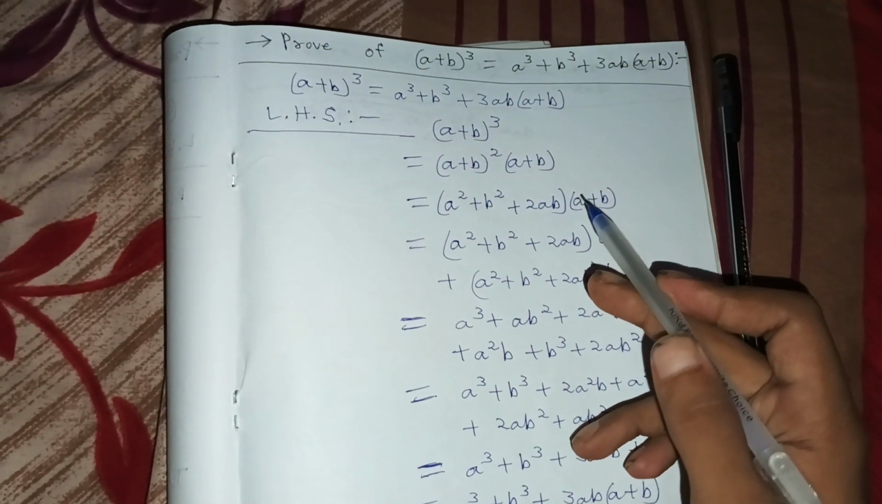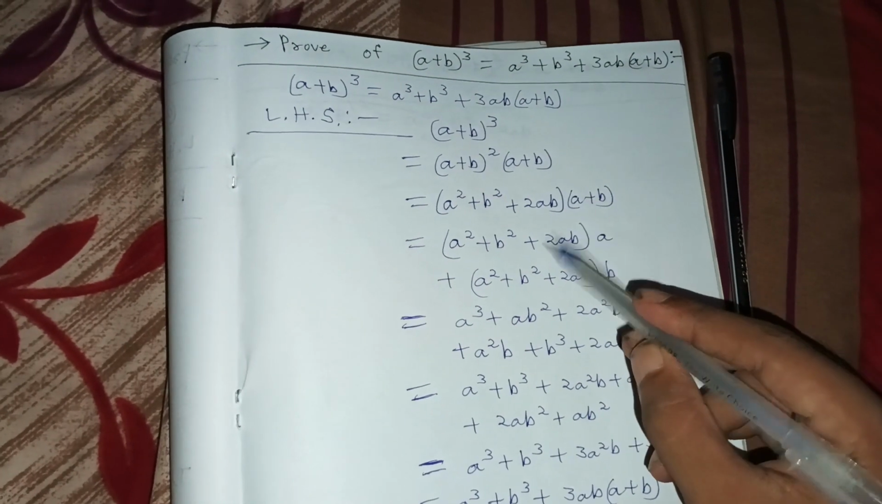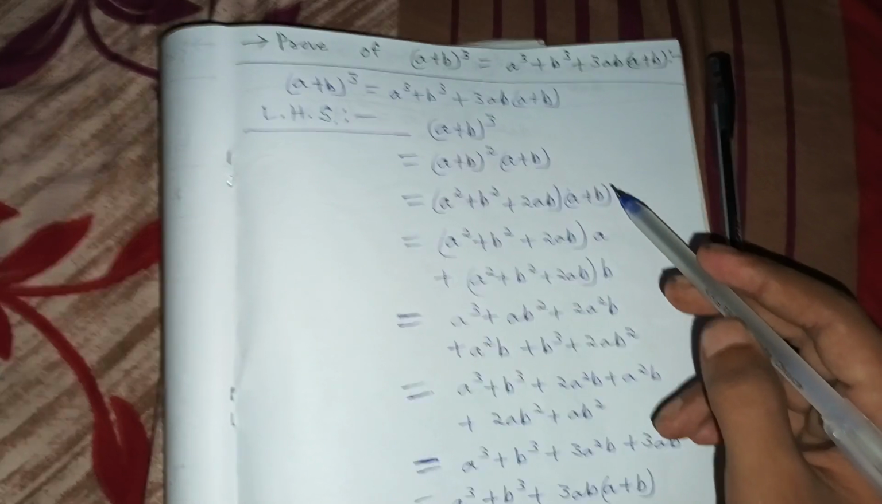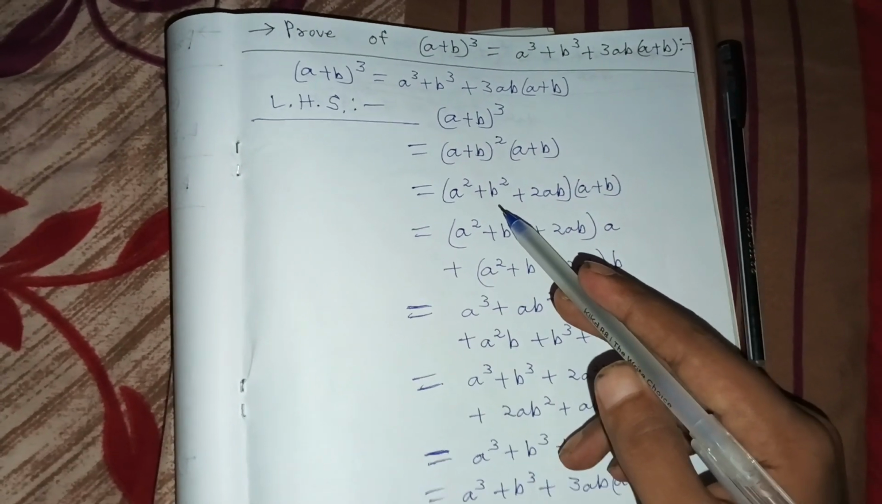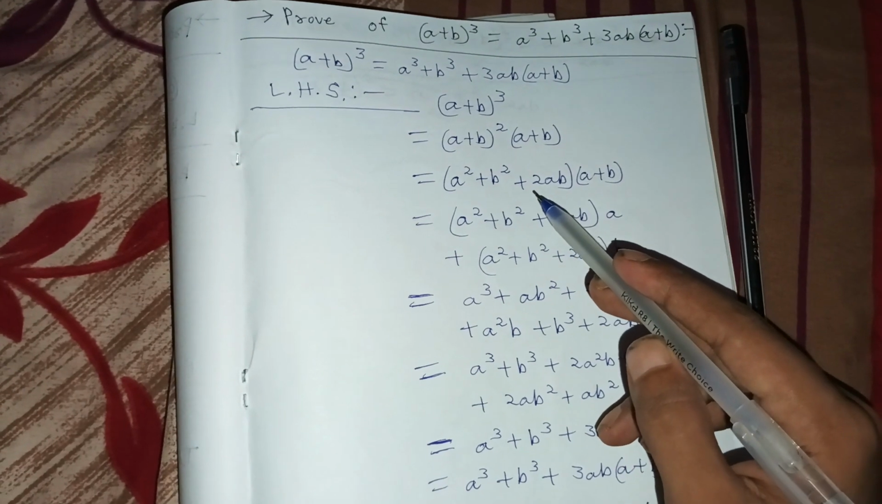We have to prove that (a + b)³ is equal to a³ + b³ + 3ab(a + b). We will take the LHS part. In the LHS part we have (a + b)³.